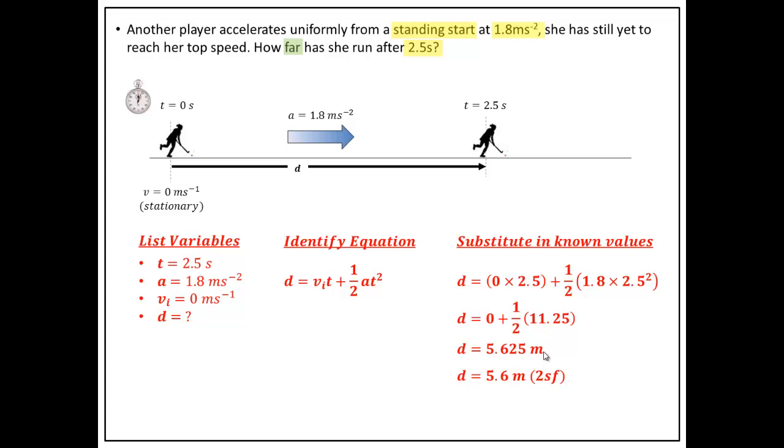Now if you look in the question, the 2 values that we were given are to 2 significant figures, and we can only be as accurate as our least accurate piece of data, and therefore our answer should be to 2 significant figures. So my final answer for displacement, or how far she's ran after 2.5 seconds, is just 5.6 meters.